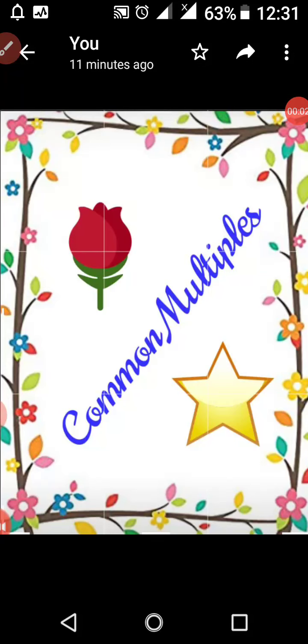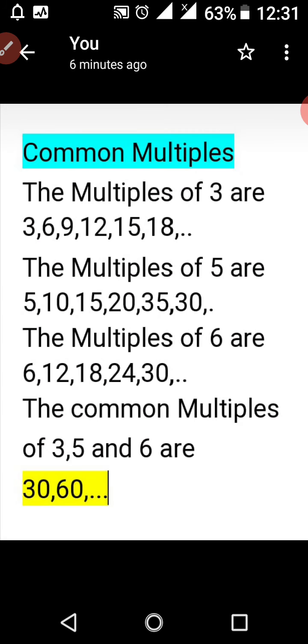Today we are going to learn common multiples. We have already learned common factors. Now we will learn the term common multiples. This concept we can observe by an example. See here, common multiples: how to find them for the given numbers.